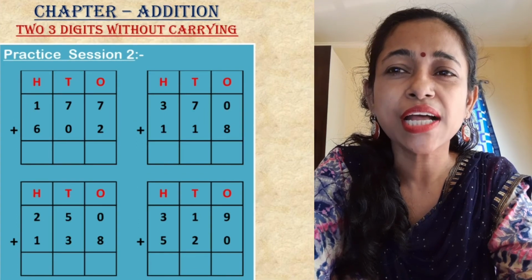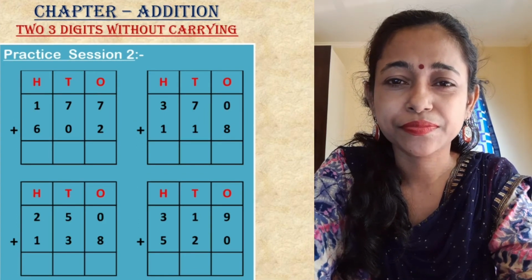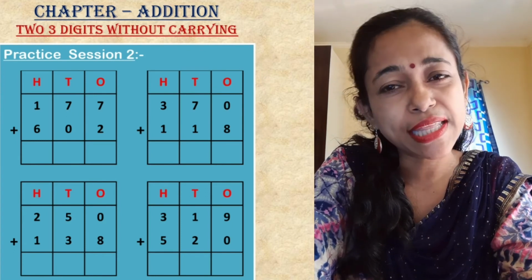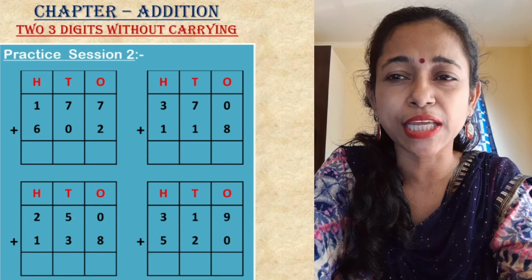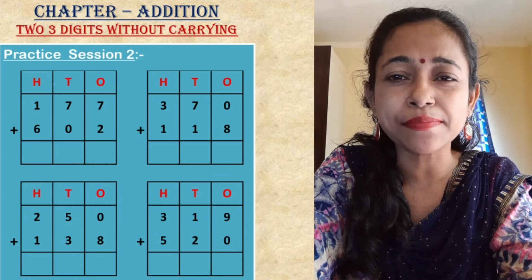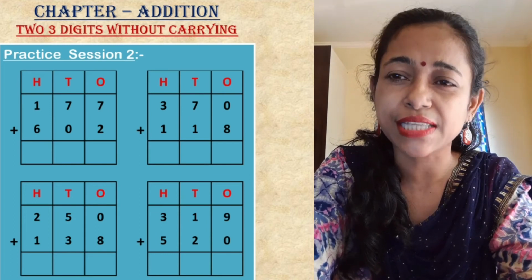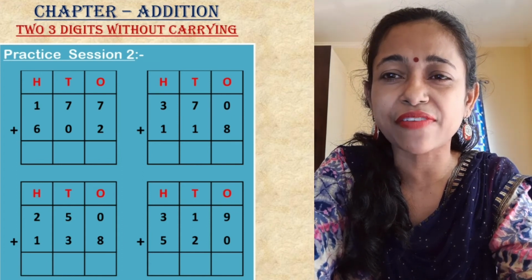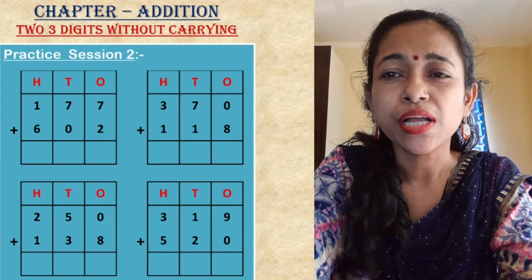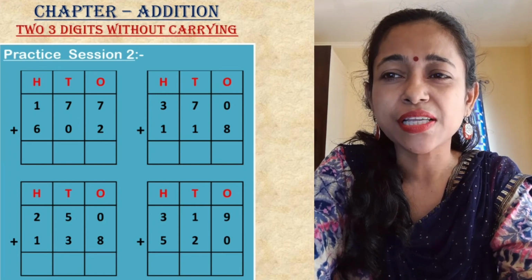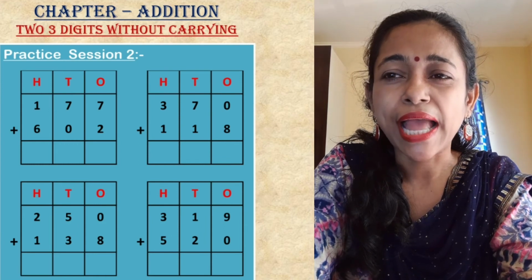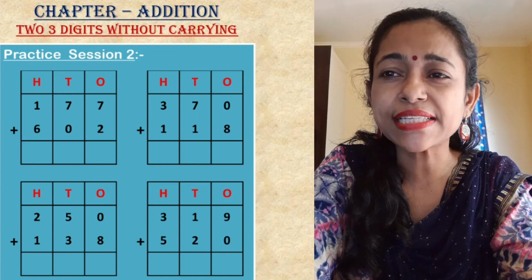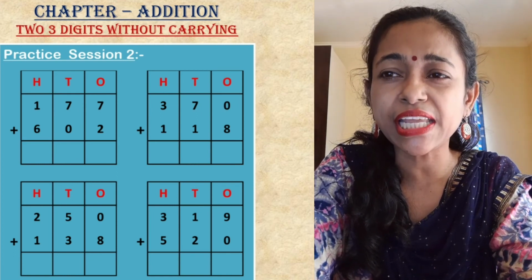Let's proceed to the second practice session. In the second practice session also, you have 4 sums. These 4 sums also you have to do in the notebook. Please copy the sums and then you proceed with the sums. Now please see the first sum is 177 plus 602. I'm just reading out the sums so that you don't have any doubt and then you will write the answer counting onto your fingers.